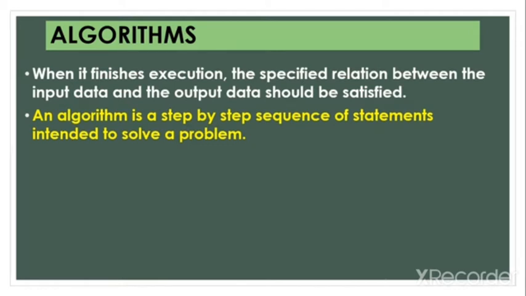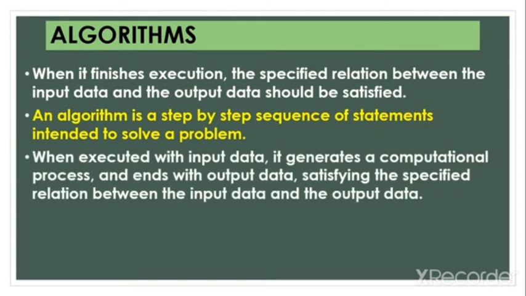Or addition பண்றதா இருந்தாலும் அந்த addition பண்றதுக்கு what is the procedure? So general procedure, general statement is called as a algorithm. When executed with input data, it generates a computational process and ends with the output data and satisfying the specified relation between the input data and output data. So it executes the input data by processing some steps, and finally it gives the output based on the satisfaction of relation between the input and output data.